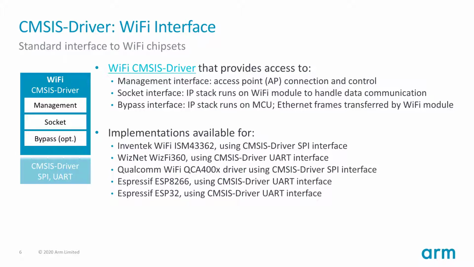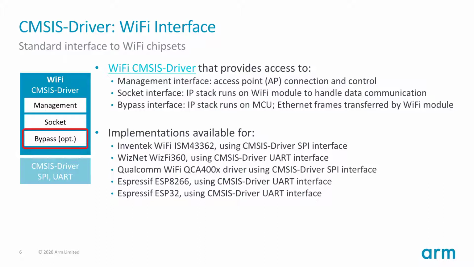A Wi-Fi driver usually provides different access levels. The management interface gives access to the control functions of the module. You can enable or disable Wi-Fi, set power control options, or connect and disconnect to an access point. Most of the time, the module runs a TCP/IP stack by itself that handles the whole data communication for the application. In this case, only the raw data needs to be sent to the module using a simple socket interface. All Ethernet protocol-specific handling will be done by the module.